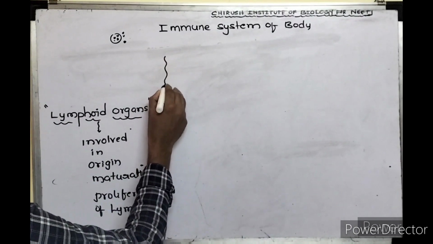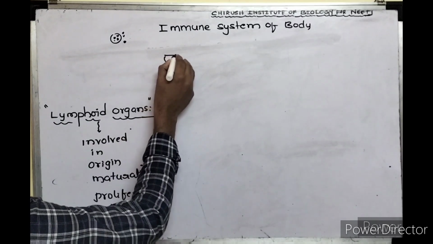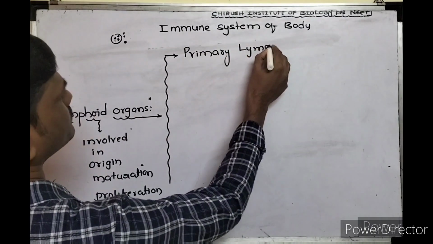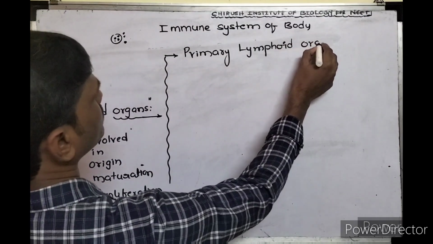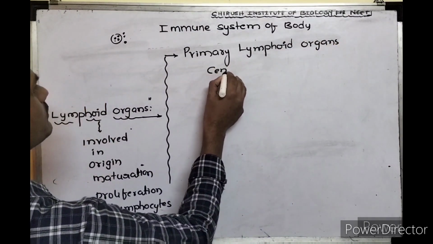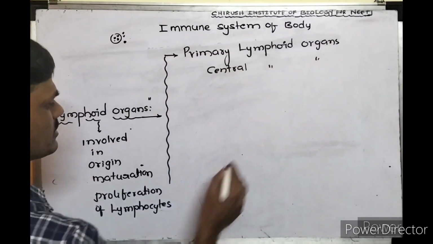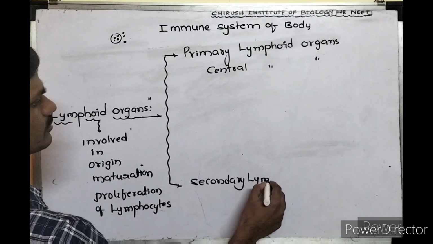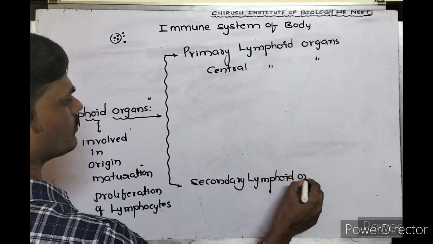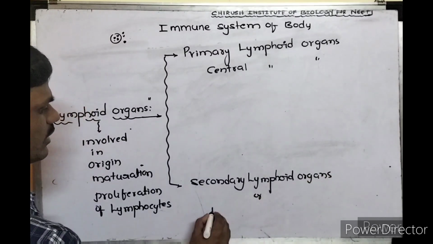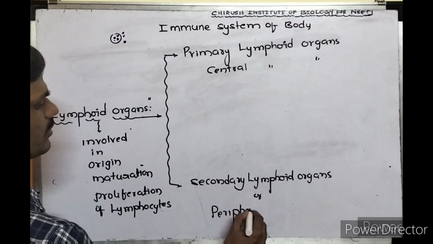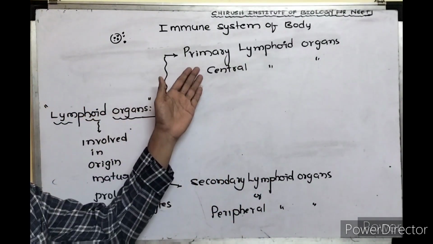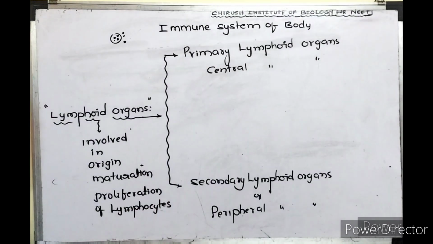First one, primary lymphoid organs, also called central lymphoid organs. Second, secondary lymphoid organs, also called peripheral lymphoid organs. So two types of lymphoid organs are present in our body: primary lymphoid organ and secondary lymphoid organ. So what do you mean by primary lymphoid organ and secondary lymphoid organs?